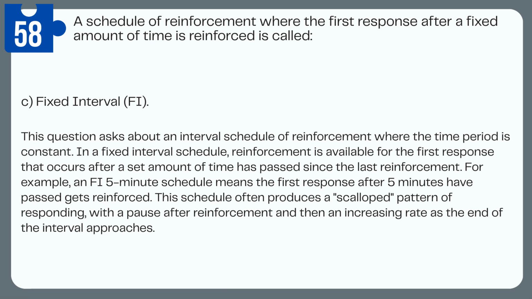This question asks about an interval schedule of reinforcement where the time period is constant. In a fixed interval schedule, reinforcement is available for the first response that occurs after a set amount of time has passed since the last reinforcement. For example, an FI 5-minute schedule means the first response after 5 minutes have passed gets reinforced. This schedule often produces a scalloped pattern of responding, with a pause after reinforcement and then an increasing rate as the end of the interval approaches.